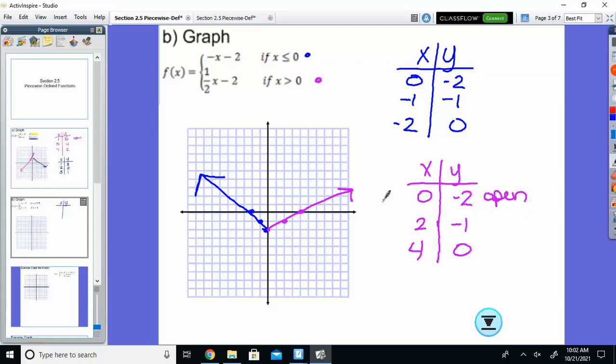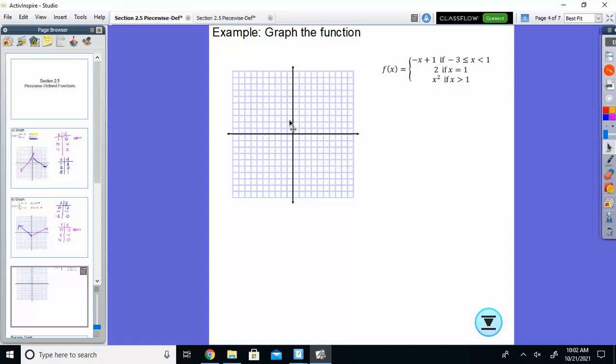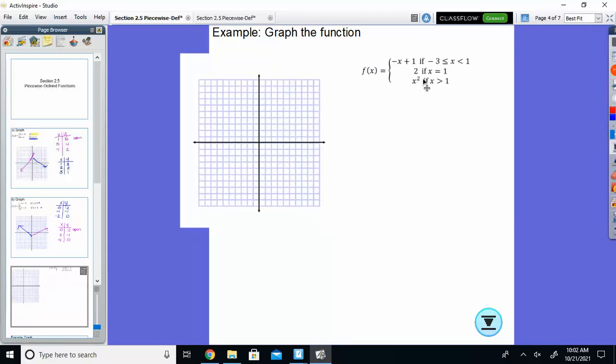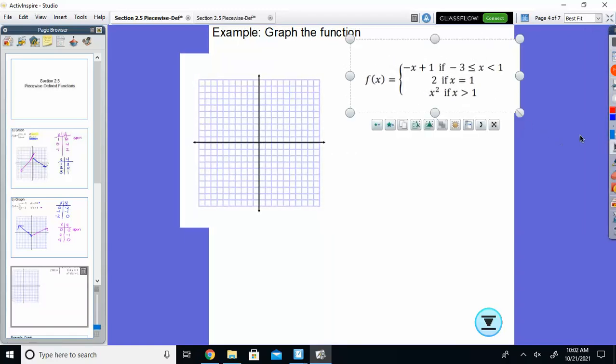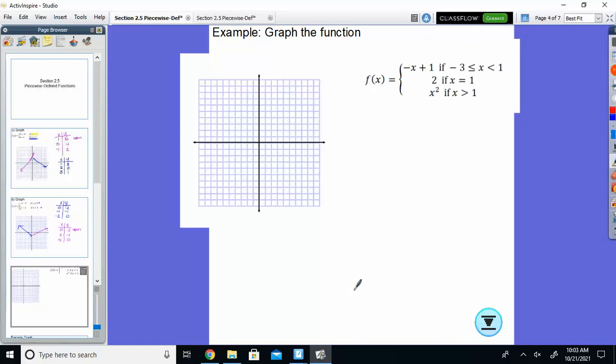Other questions? Alright. That's all we're doing. We're just going to keep practicing these things. This one, how many pieces am I going to need? 3. I've got 3 different conditions this time. Okay, so let's start with the first one.